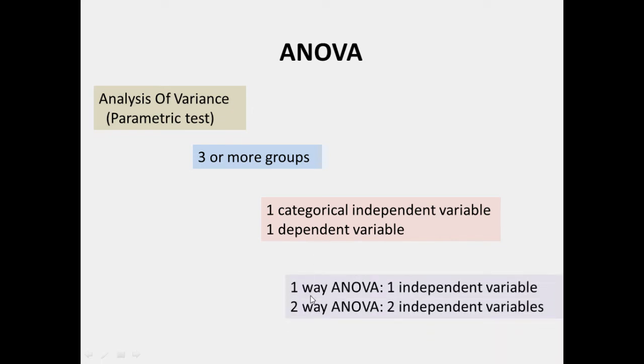Next factor is one way ANOVA and two way ANOVA. So there are two types of ANOVA. One is one way, in which you have one independent variable, whereas there is something called two way ANOVA, in which you have two independent variables. Now I will explain what an independent variable and a dependent variable are in the next slide.